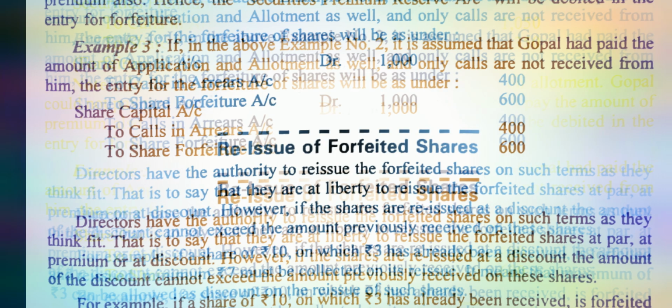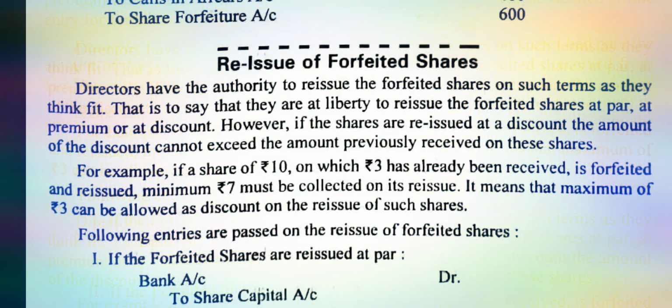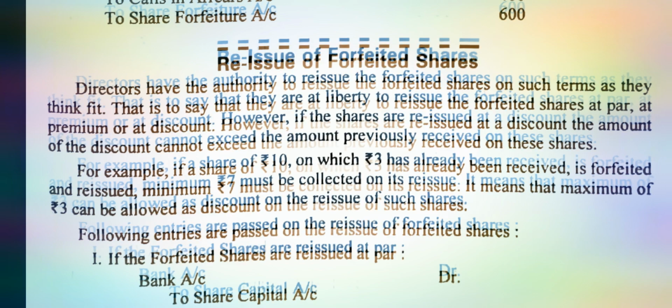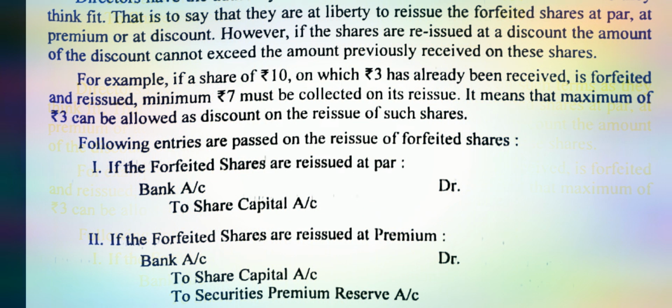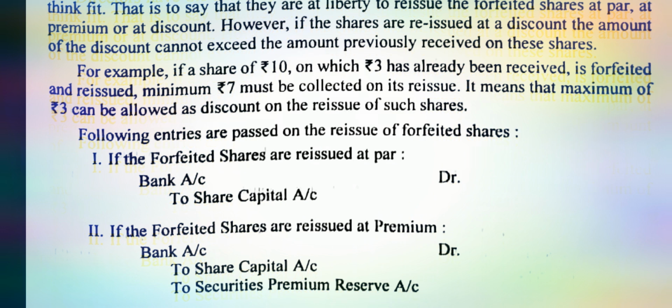Next, for the reissue of forfeited shares, means if the shares are forfeited, they can be reissued also by the directors. It depends on the directors whether they want to reissue the shares or not, and the shares can be reissued at par, at premium, or at discount. So if the shares are reissued at par, means the face value, the entry would be in that case bank account debit to share capital account. The whole amount would be debited and credited in the same way.